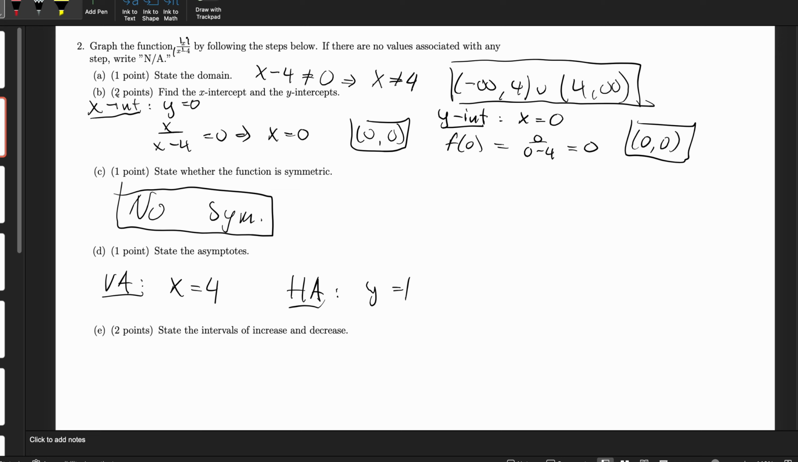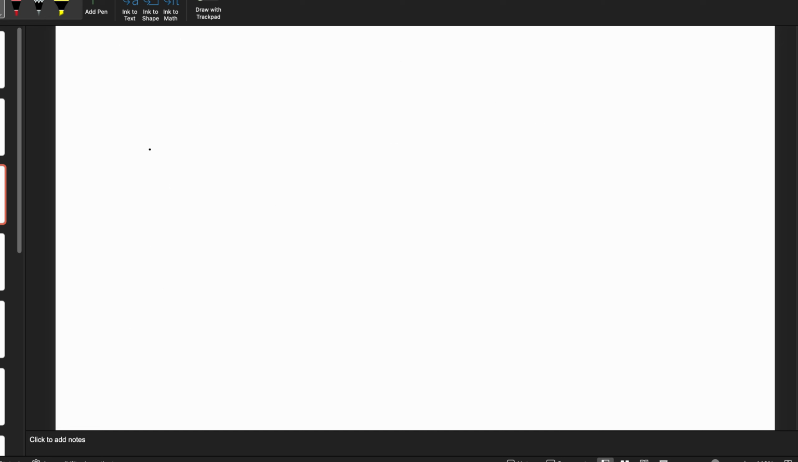And so in that case, we just take the ratio of the leading coefficients, and that's going to be just 1 over 1, which is 1. Good. State the intervals of increase and decrease. Actually, this is going to take some doing. So let me just box the answers here, and I'm going to move on to a blank slide. So we're supposed to find the intervals of increase and decrease.